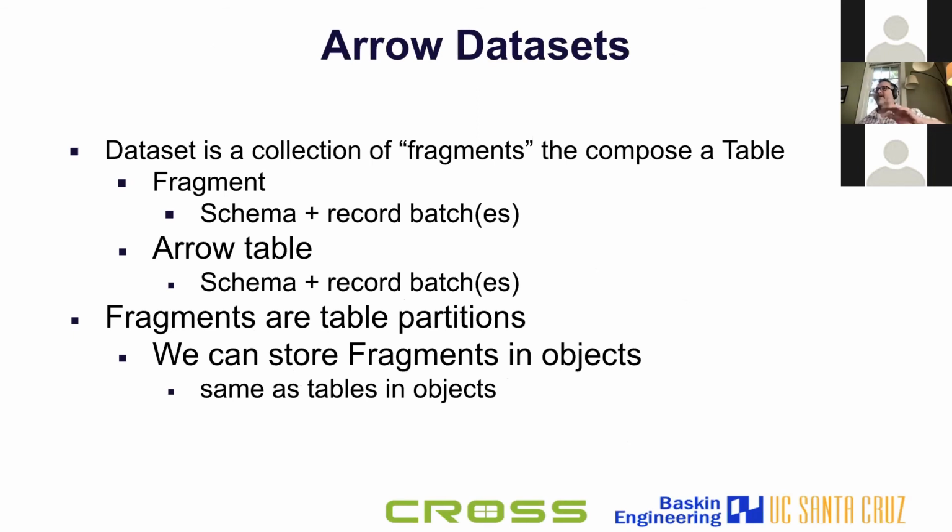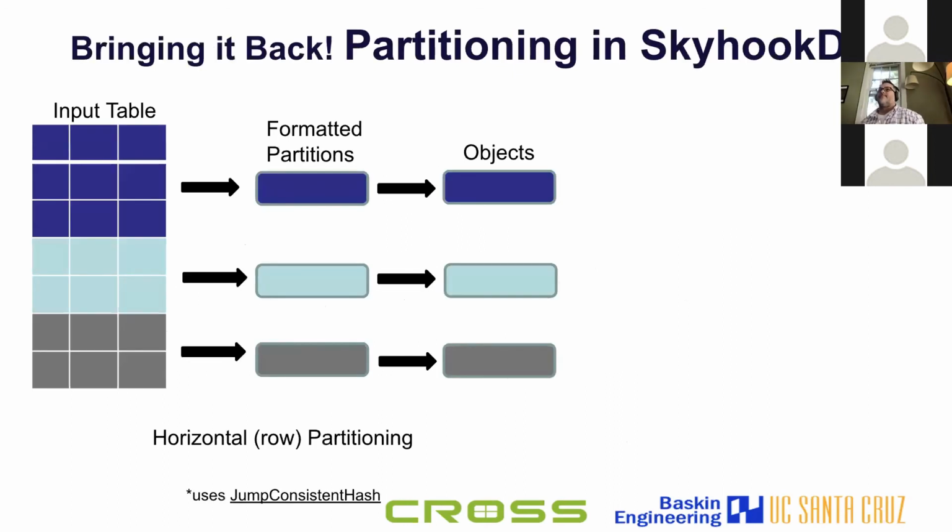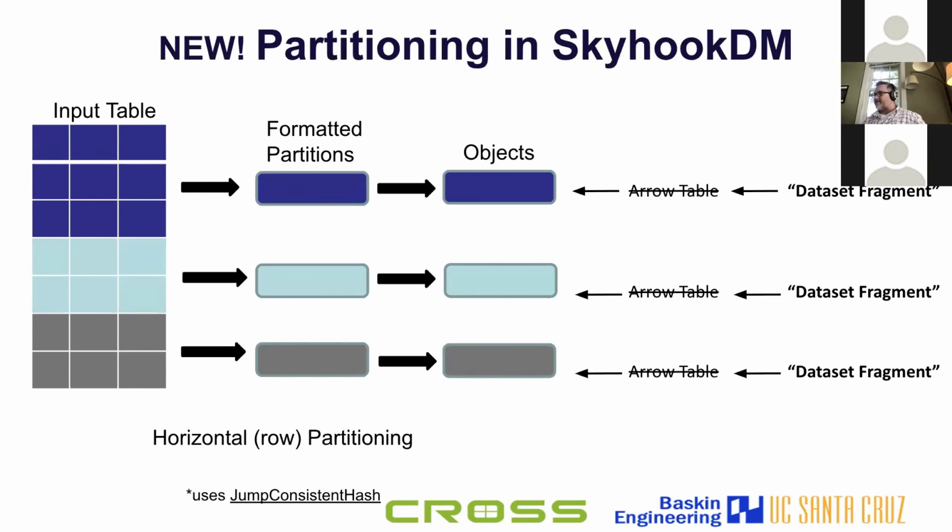And to bring this back now to Skyhook, a dataset is just a collection of fragments, which are really table partitions. A fragment is a schema and record batches, and similarly, so is an Arrow table. Since we already know how to store and process Arrow tables, now we can do that same functionality as fragments in their framework. The previous row partition looked like this, where these were Arrow tables, and now we're going to wrap them in a thing called a dataset fragment. These definitions are equivalent, really, just wrappers over tables. Technically they're wrappers over record batches, but that's what a table is.